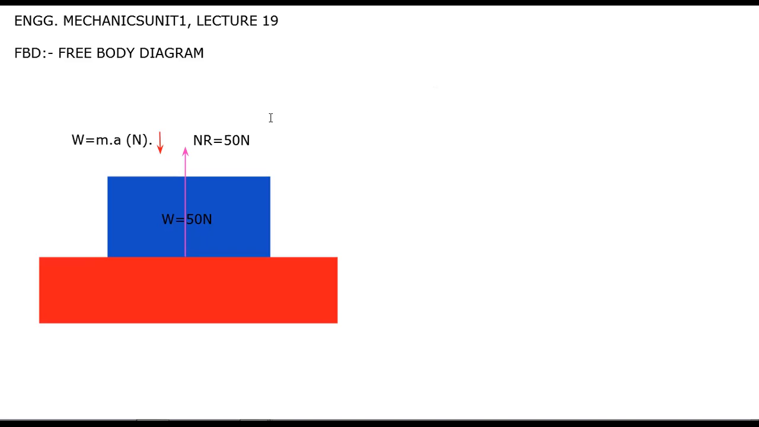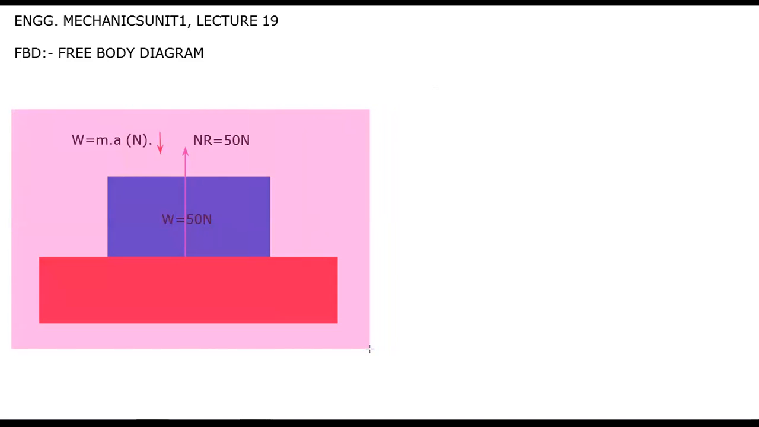So what is the free body diagram? Free body diagram means when we enclose this body, or when we isolate this body from its surrounding, the forces acting on that body are shown. That diagram is called the free body diagram, in which a body is isolated from its surrounding and whatever forces acting on that body are shown diagrammatically. So this is the definition.